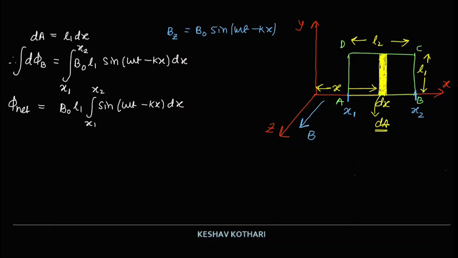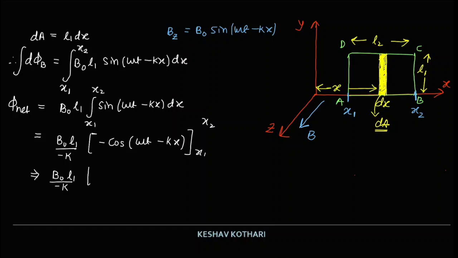integrating with respect to x, the integration of sine will turn out to be minus cos, and we will divide the expression by k. So we divide the expression by minus k, and this turns out to be minus cos(omega t minus kx). The limit is from x2 to x1. So if we put the value over here, we get B naught L1 by minus k, minus cos(omega t minus k x2) plus cos(omega t minus k x1).